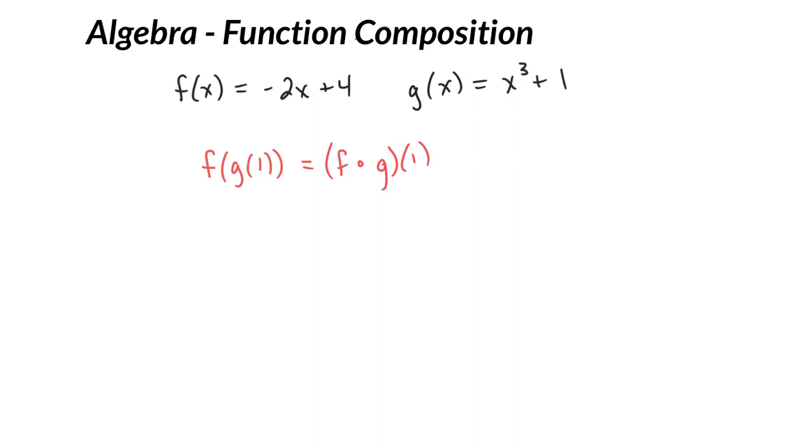Let's plug 1 into g. Okay, so we'll start with just that inside part. We get 1 cubed plus 1. Well, that's just 2. And then we'll plug 2 into f. Negative 2 times 2 plus 4 is 0.